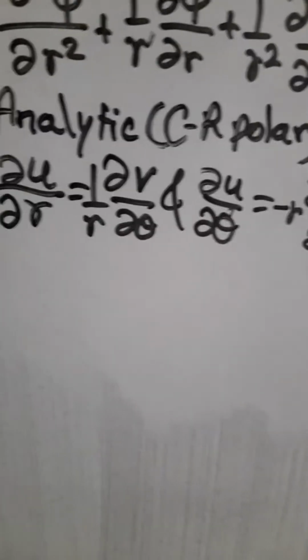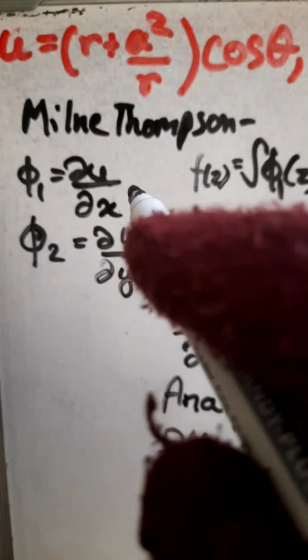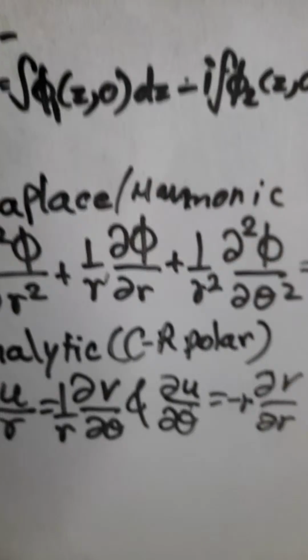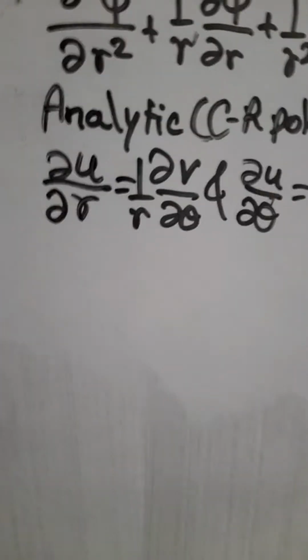But the problem is this one. Here we need v, and we don't have v, we have u. But can we find v? Also in this question they demand v. So we would find v by this. In the second step we have to do Milne-Thomson, then we will find v. Then we can do the analytic CR check, like we can check if it is analytic. So let's get into it.